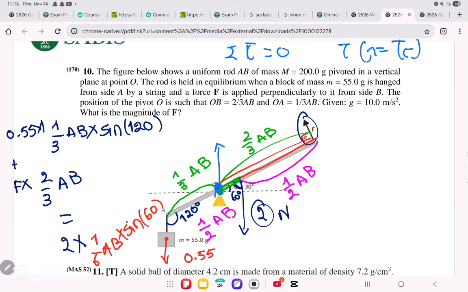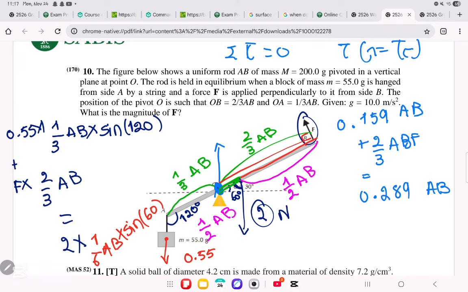What is 0.55 times 1 over 3 times sine 120? That's going to give me 0.159 AB plus F times 2 over 3 AB. I'm just going to keep it as 2 over 3. So plus 2 over 3 ABF is equal to what? Is equal to 2 times 1 over 6 times sine 60. What would that give me? That would give me my answer to be 0.289 AB. Okay? So now I can find the value of F if I cancel AB.